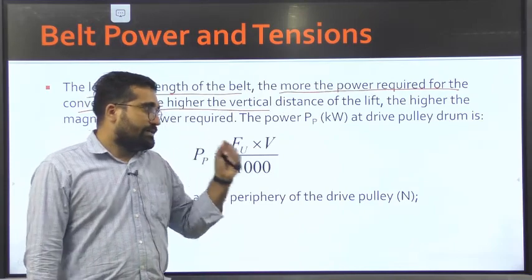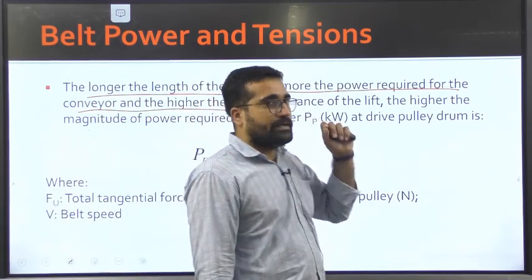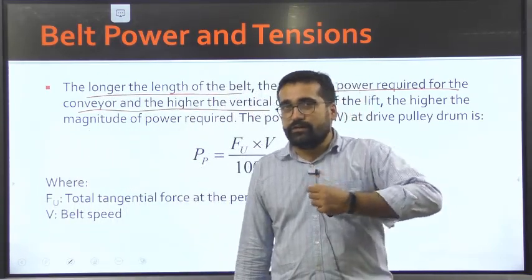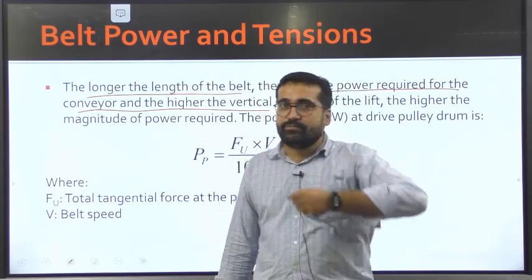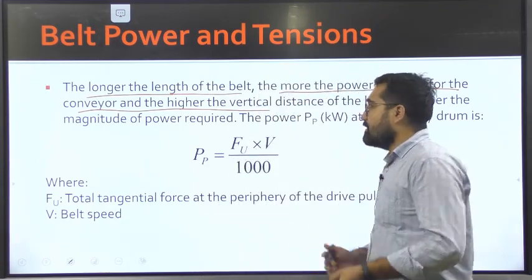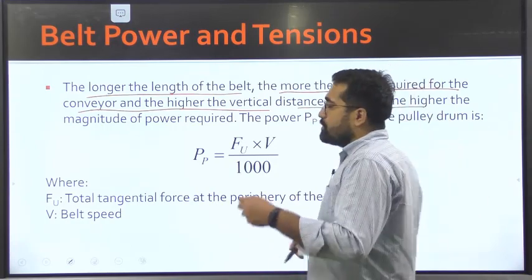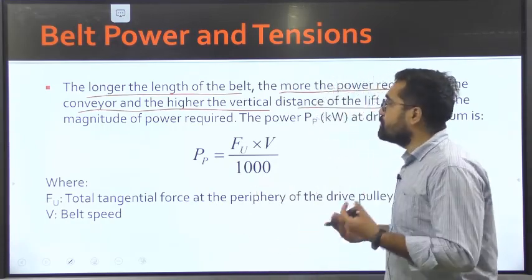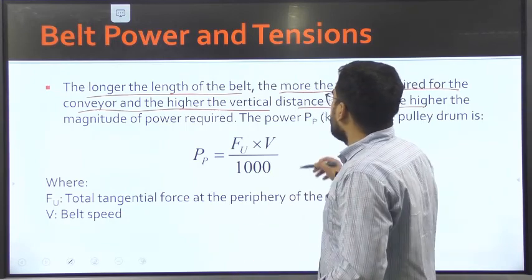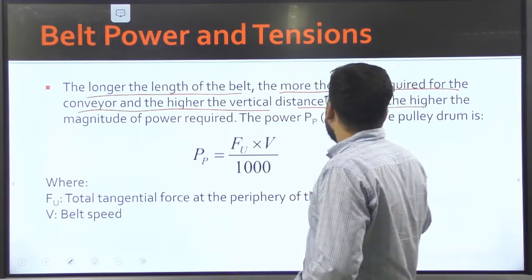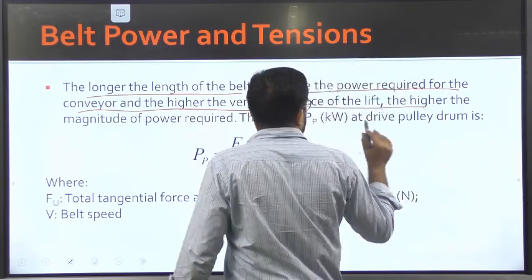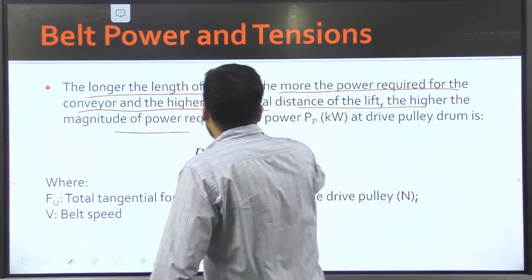Okay, so another thing is vertical movement. If the vertical movement of the material is more, then the power is more. The size of the motor is more because we need more power to lift the material. So the more the vertical distance of the lift, the higher the magnitude of the power we need.